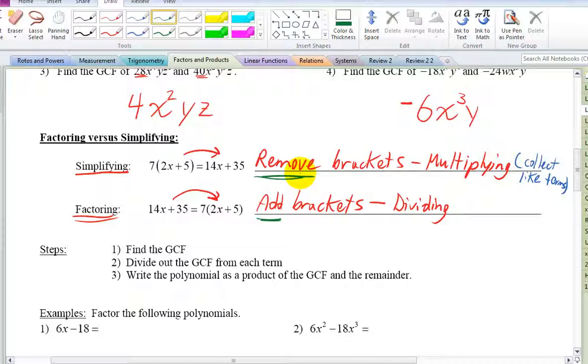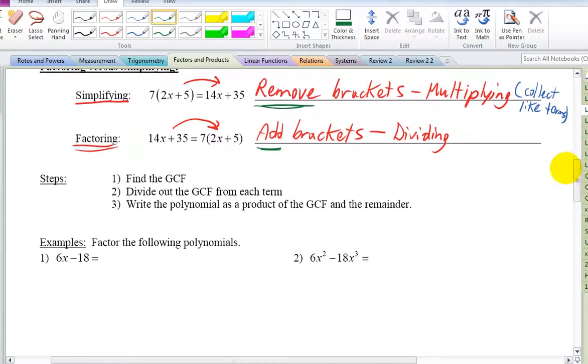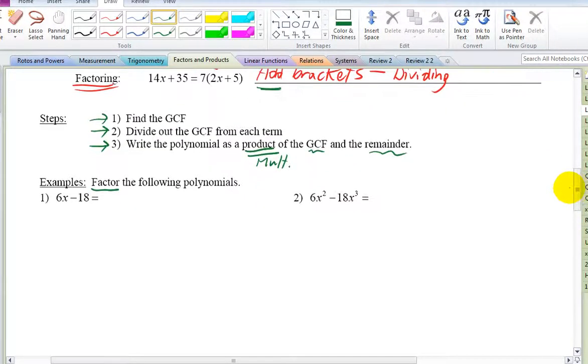Okay. So we're going to factor. First thing you want to do is find the GCF. Divide out the GCF from each term and write it as a product of the GCF and the remainder. So it's a multiplication, okay, of those two items. So 6x and 18, what's the GCF?